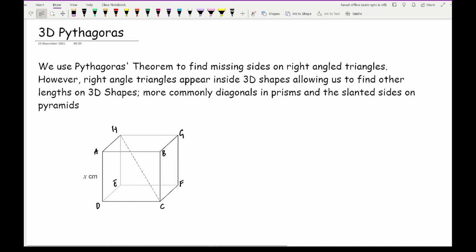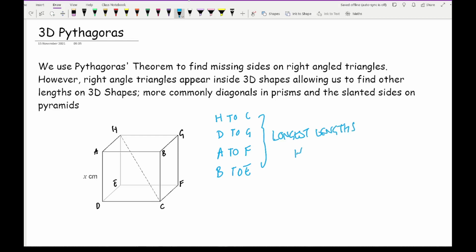Now if we look at the cube that you can see on screen, the longest length, in other words, if a question was asking me what's the longest stick that could fit, or pencil, or whatever this cube represents, what is the longest length that I could fit inside this cube, then that would either be C to H, so H to C, or C to H, whichever, they're both the same thing. It would be D to G, it would be A to F, and E to B. And these would all represent the longest lengths inside the cube.